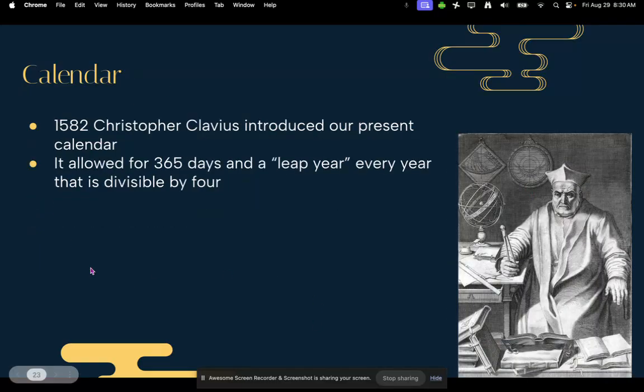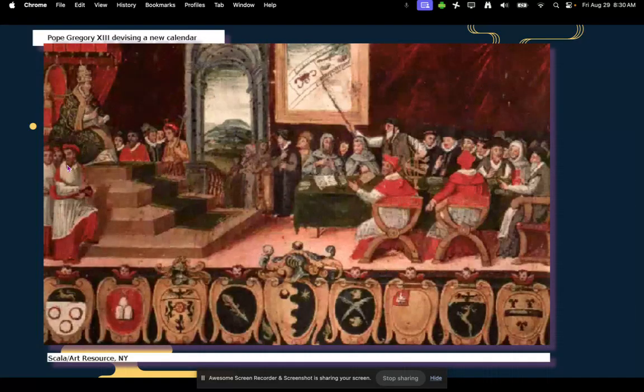In 1582, Christopher Clavius introduced our present calendar, which allowed 365 days, with a leap year every year that is divisible by 4. That's when we get the extra day in February. And here's a nice painting of Pope Gregory devising a new calendar.